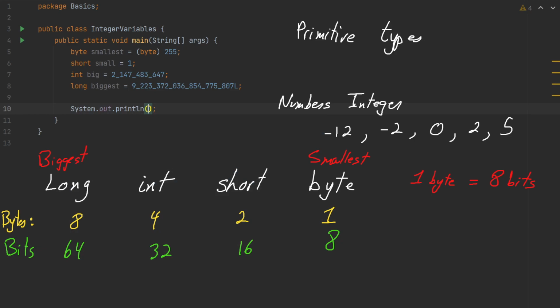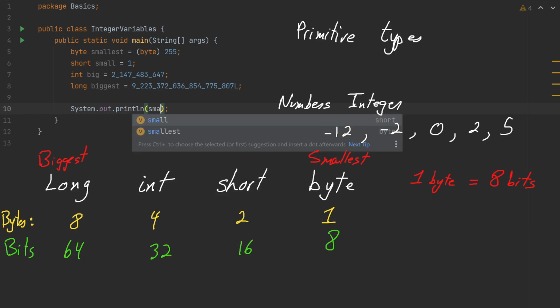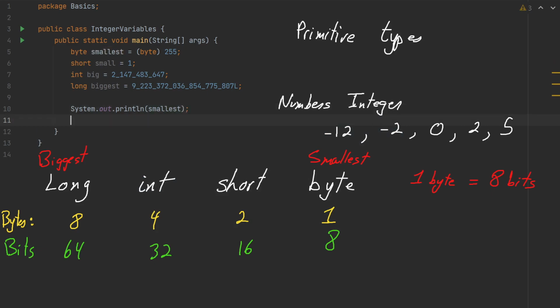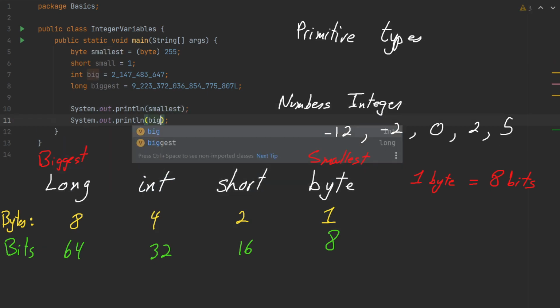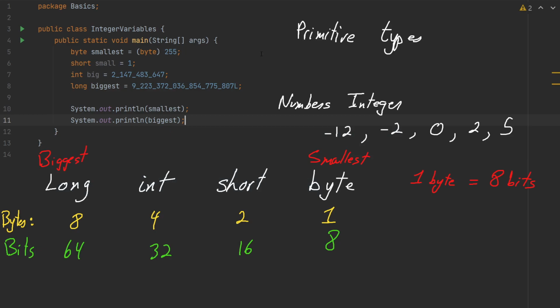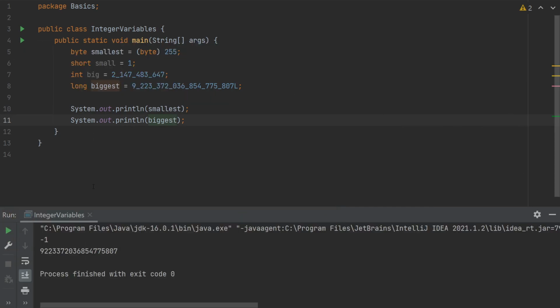And we could now do System.out, and we could say smallest. We could do System.out, and let's say we print our biggest. Notice that smallest and biggest are white, while big and small are gray. This is because I'm not using those variables anywhere. Let's run this, and we could clear my drawings. And you could see the values being shown here.